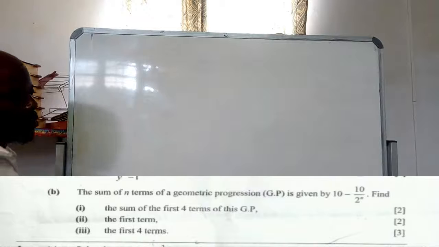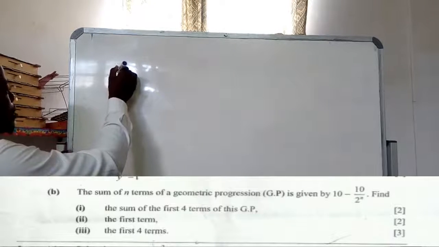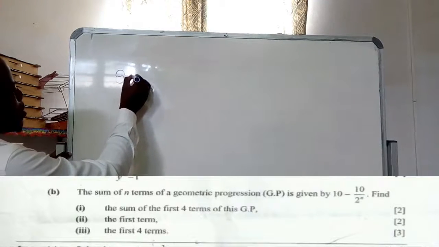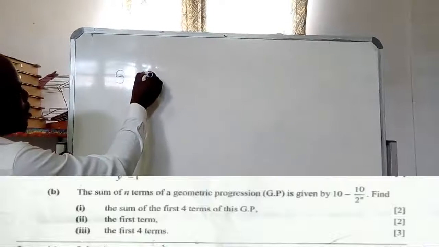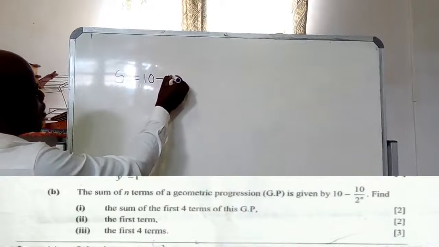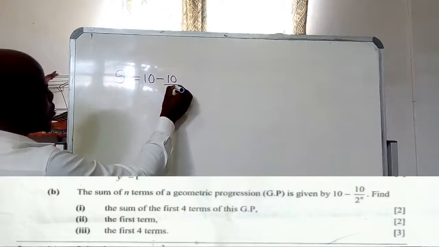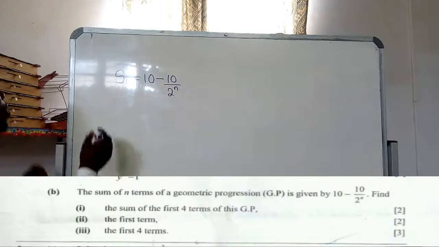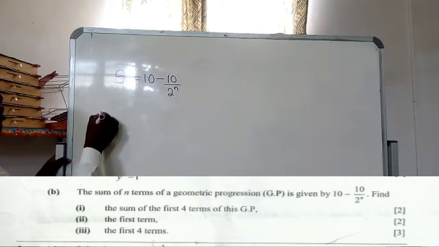In this question, we have been given the formula for finding the sum: S_n = 10 minus 10 over 2 power n. This formula is very important, the one we must rely on. Then they ask us to find the sum of the first 4 terms. This is question 1.